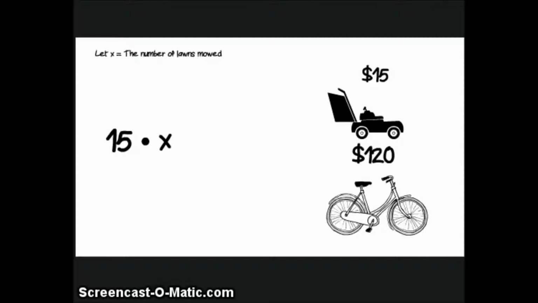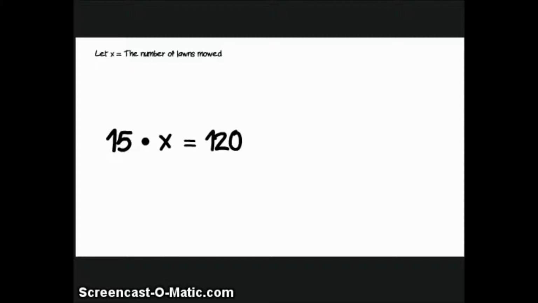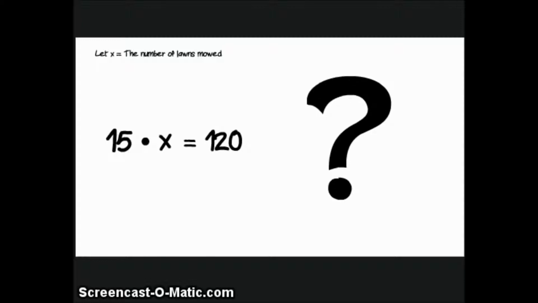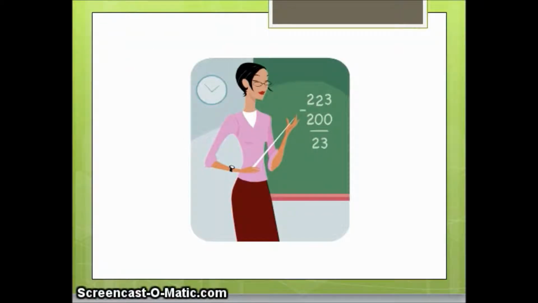In order to answer this question, Marley will set up an equation by putting together the information that he already knows. He knows that the bicycle will cost $120, and he knows that every time he mows a neighbor's lawn, he earns $15. So, 15 multiplied by the number of lawns he needs to mow, or x, should equal $120. Now what does he do? Let's ask a teacher.